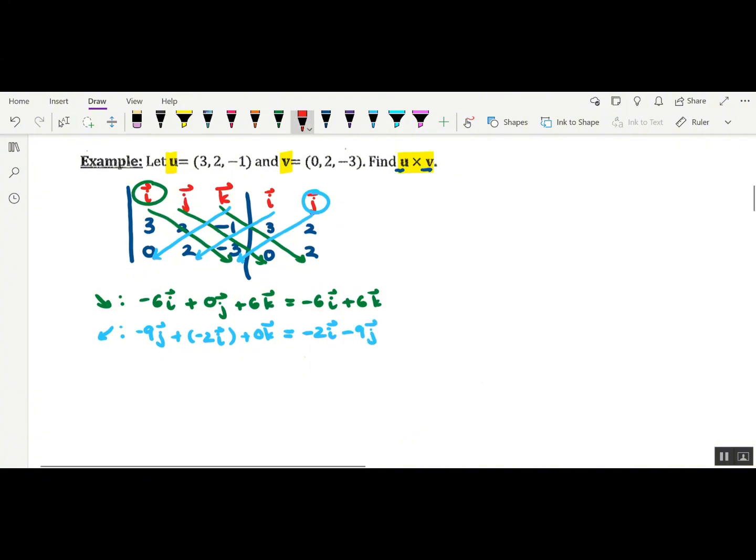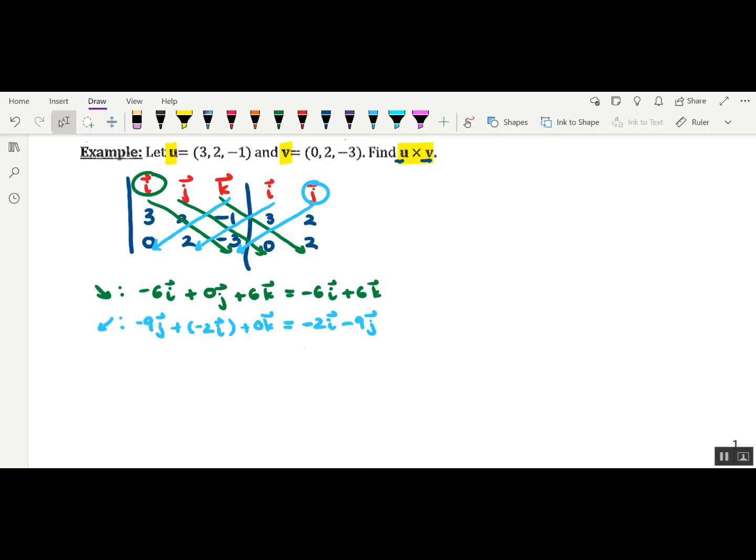Alright, so for the actual cross product vector, I'm going to do what's called a pro gamer move. We're going to take this expression, coming from the diagonals going down and to the right, and from that we'll subtract this expression, which comes from the diagonals going down and to the left. So let's jot that down. We'll have -6i plus 6k minus -2i minus 9j.